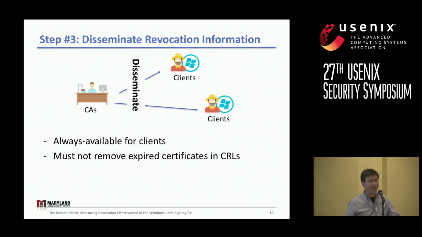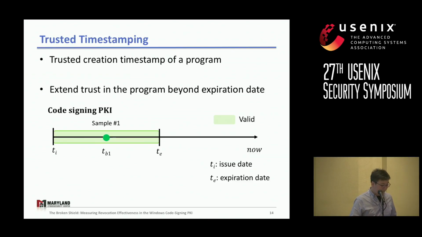In the last step, the CA has to disseminate the revocation information to clients. The first rule is that they have to maintain infrastructure to be always available for clients. And the second, the CA must not remove the expired certificate from the CRL. This is a main difference from TLS. So why must the CA not remove the revoked serial number from the CRL? Because of the trusted timestamp. The trusted timestamp extends the trust in the program beyond the expiration date.